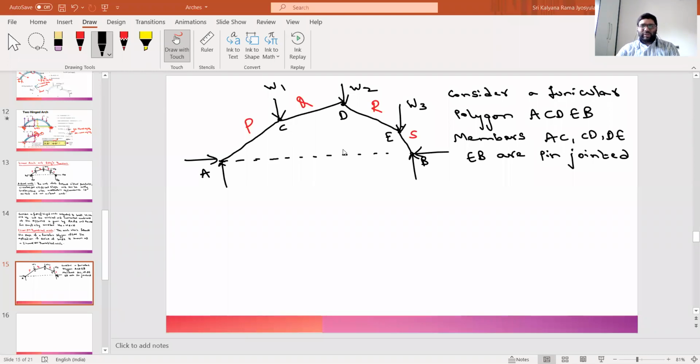So this is pin jointed. Once this is pin jointed, generally in a linear arch, all the members are subjected to compressive forces, because everywhere what is happening? Pushing, compressing. From the top it is compressing. So all the forces are in compression, and they must be in equilibrium also.